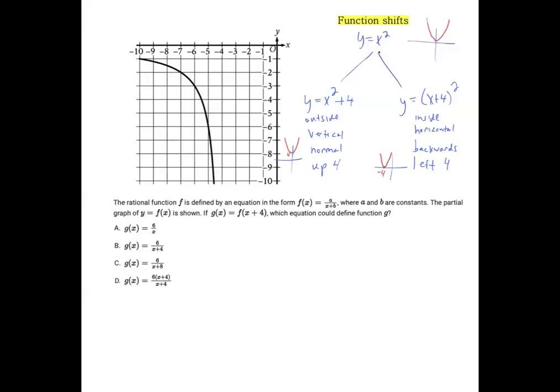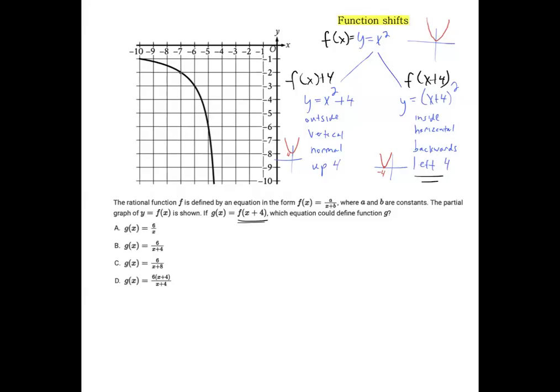So what we have in the original is our f of x. This would be like saying f of x plus 4. So when they say f of x plus 4 here, they're telling us to move our function left by 4.